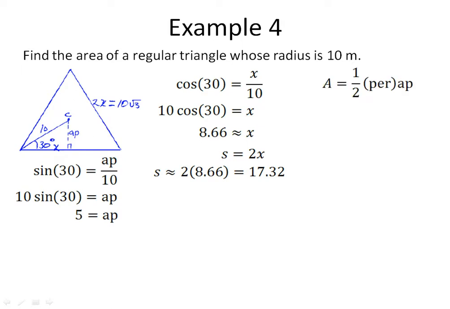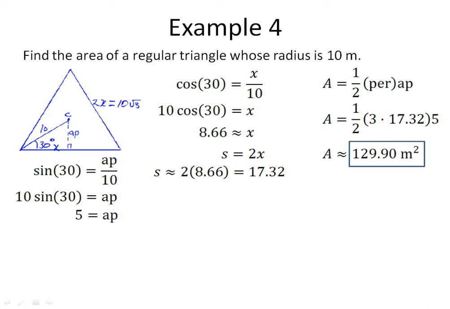So we go back to our formula, which says the area is equal to 1/2 of the perimeter times the apothem. So the area is equal to 1/2 of 3 times 17.32 times 5. So that gives us that the area of this triangle is approximately 129.90 square meters.